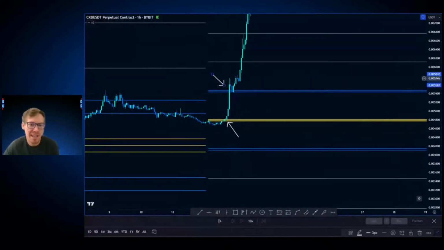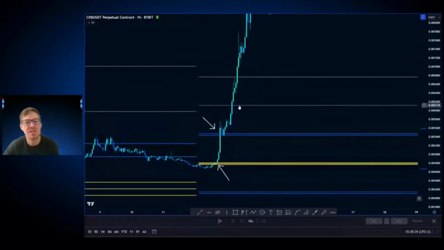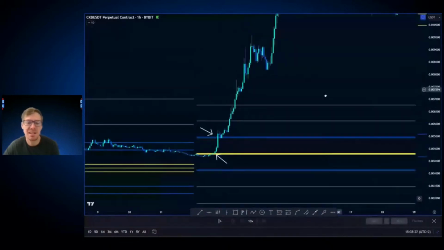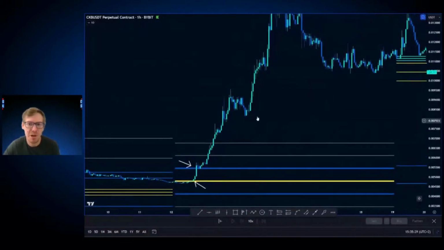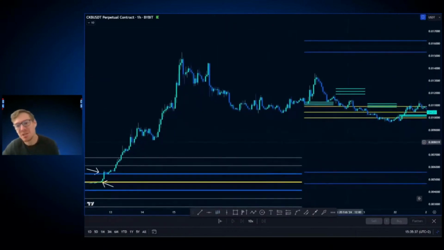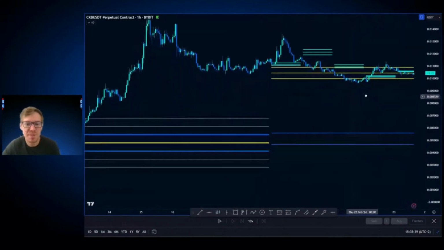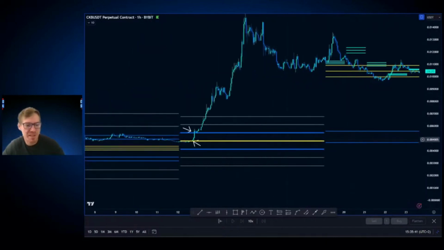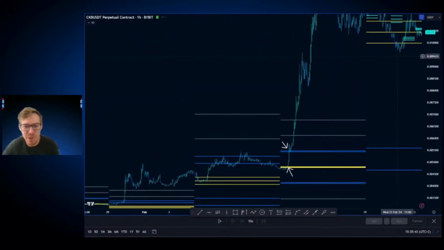We could have got a second entry, and then price hit resistance 2, resistance 3, and I never expected it to just blow up this high. But it ended up doing, from the grid, a 200% move. So these grids are pretty powerful tools, especially if you catch these narrow, thin ones. They can really help you get insane entries.